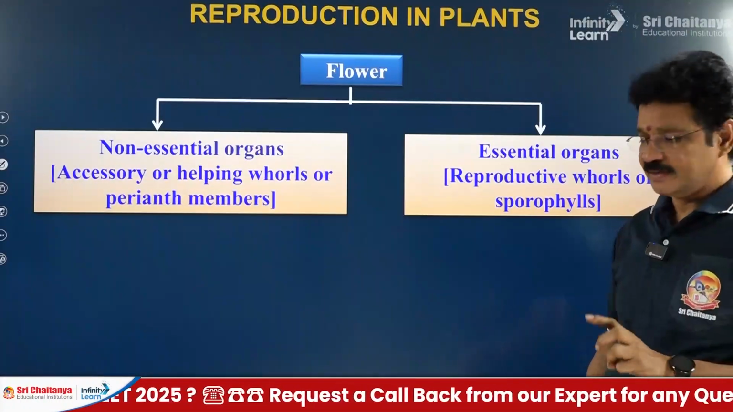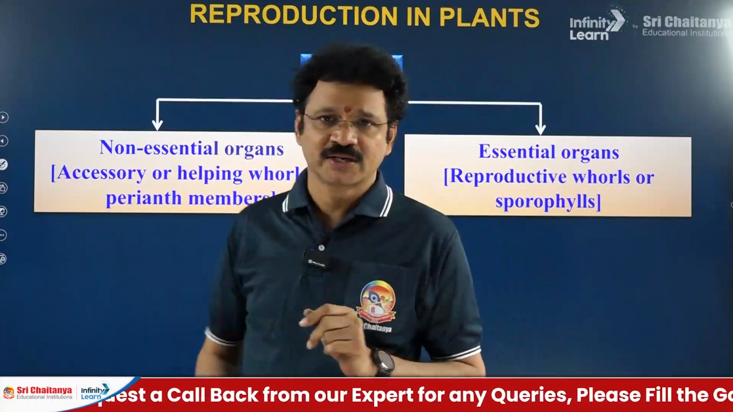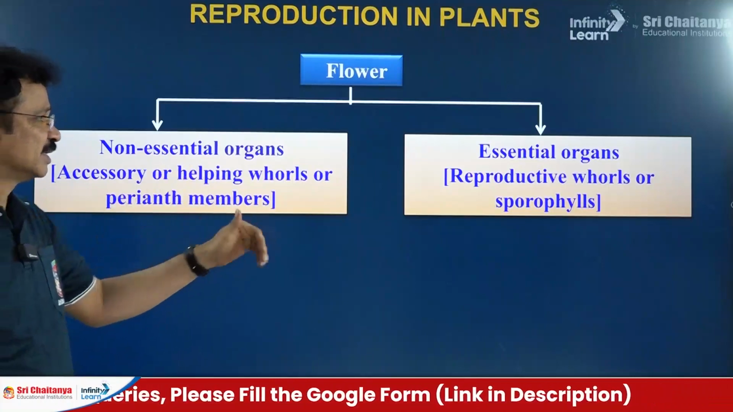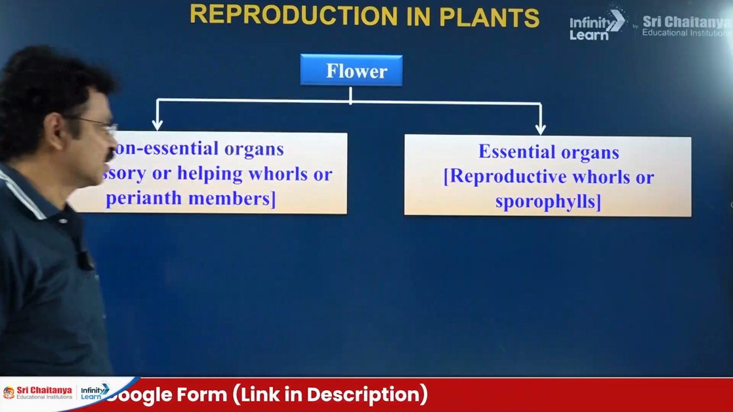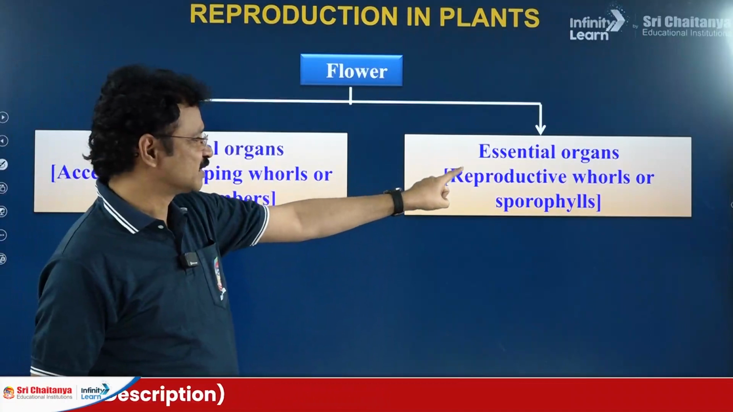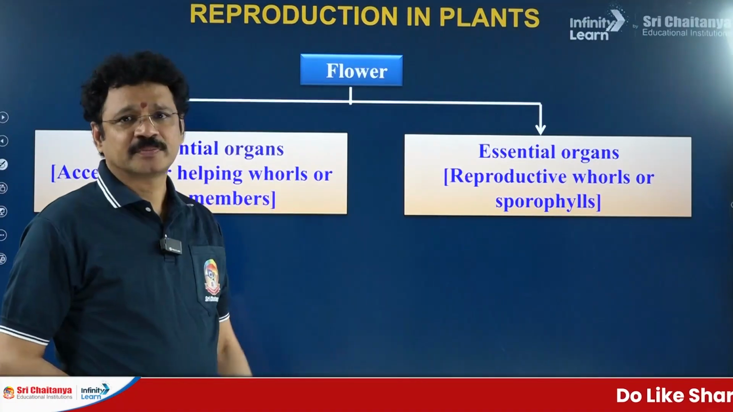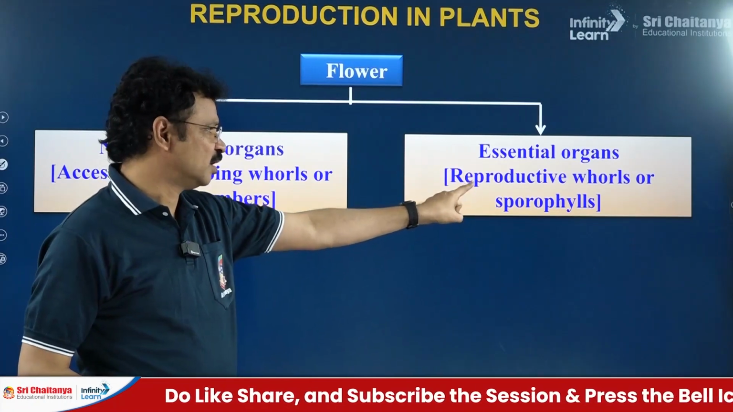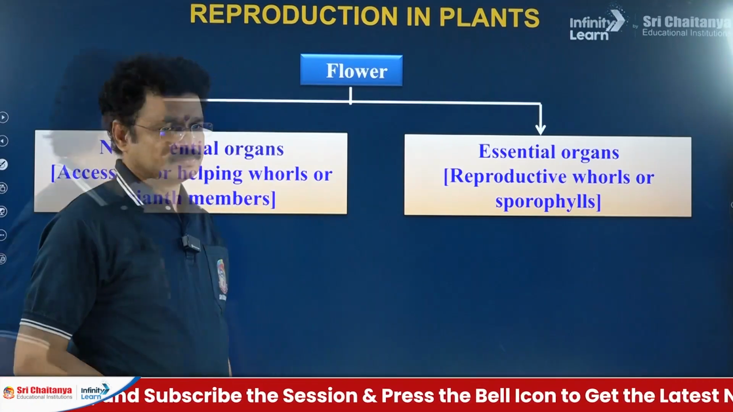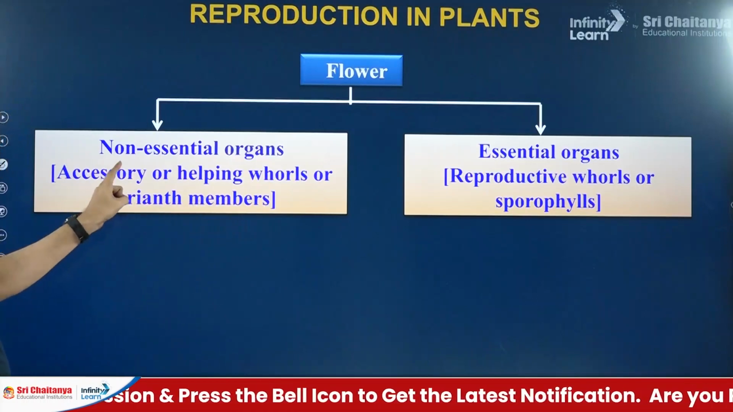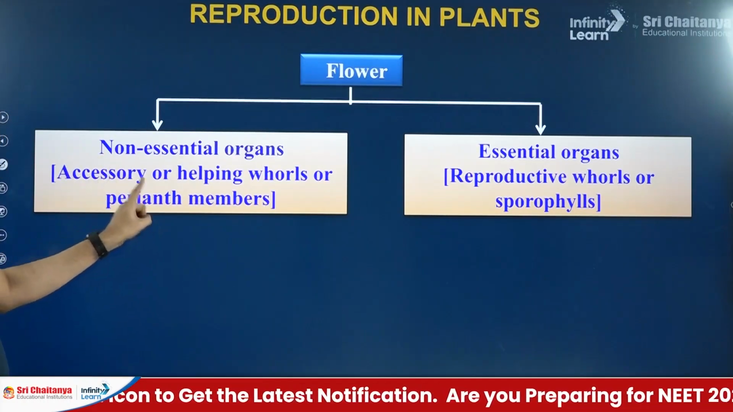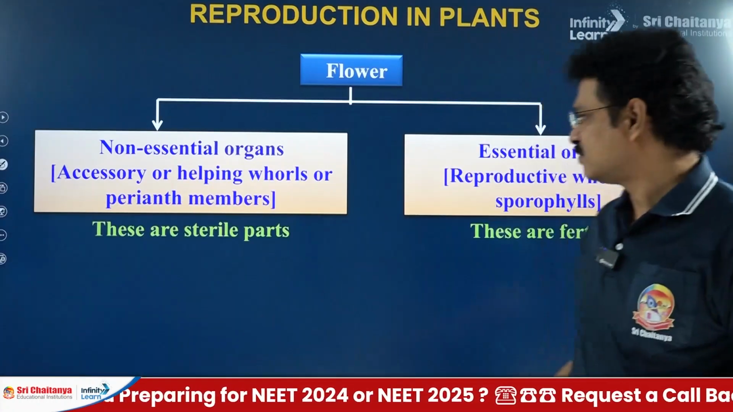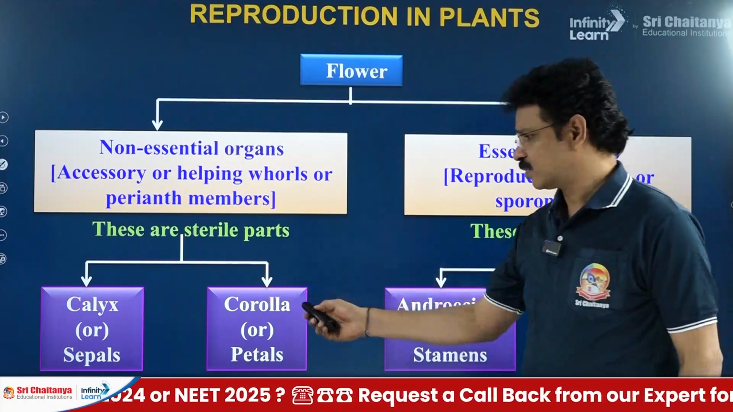Flower consists of mainly two types of reproductive organs: accessory organs, another name non-essential organs, and second category, essential organs. These essential organs are specially helpful for reproduction by producing gametes, and are also called sporophylls or reproductive whorls. The floral leaves found at the first two whorls are called accessory organs, non-essential organs or perianth members. Examples for the perianth members are calyx and corolla.